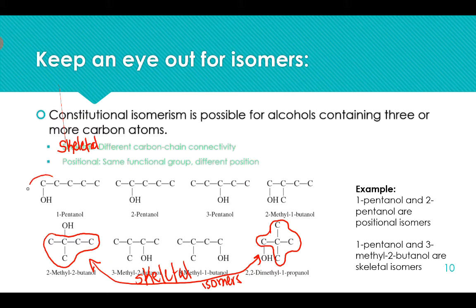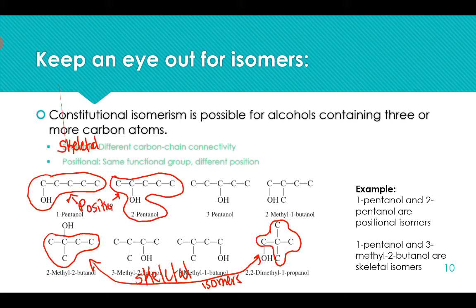If we look at these 2 molecules, 1-pentanol and 2-pentanol, we can see that the arrangement of the carbon atoms is the same. The difference is where the OH group is connected. And so the relationship between these 2 molecules are positional isomers. Positional isomers have the same functional group, meaning they're both alcohols, but the alcohols are located in different positions.